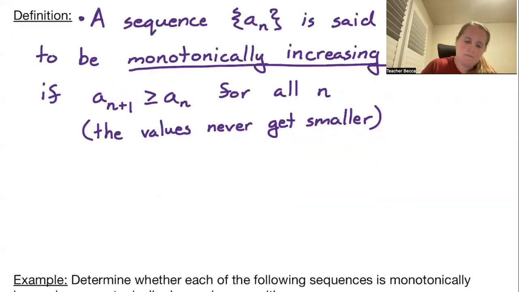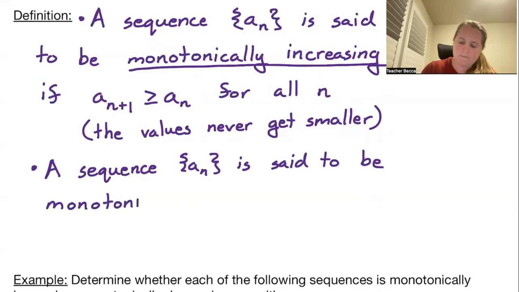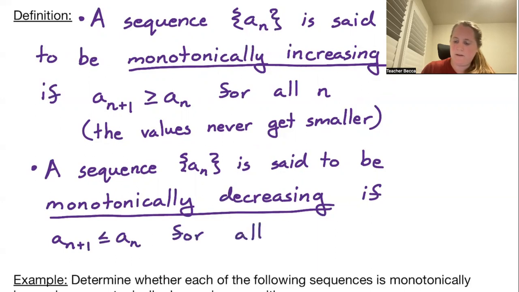Similarly, a sequence a sub n is said to be monotonically decreasing if the values never get larger. So if a sub n plus 1 is less than or equal to a sub n for all n. So as we work our way through the sequence, the values either stay the same or get smaller. They never get larger. That's monotonically decreasing.